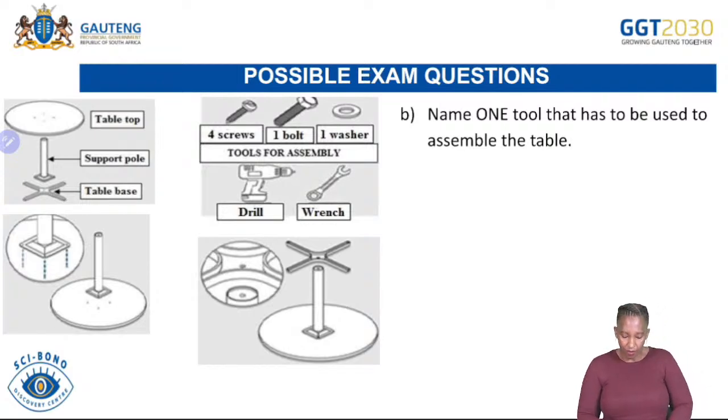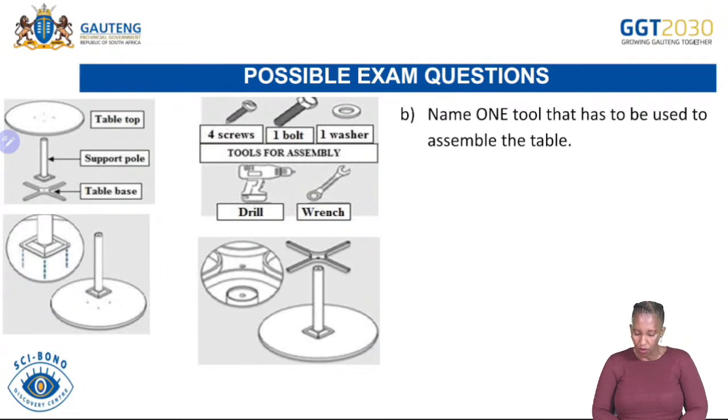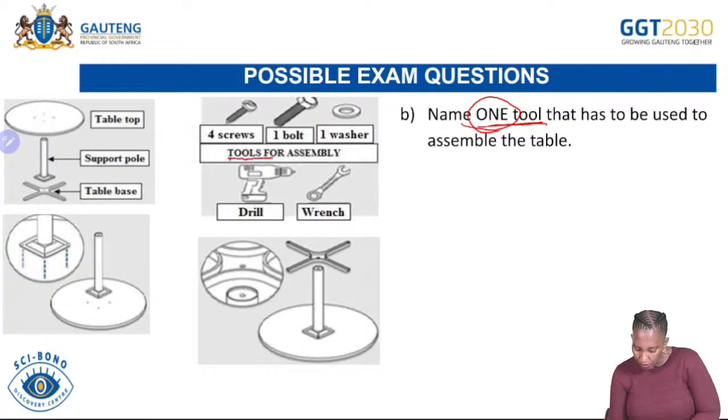One tool that must be used to assemble the table. So looking at this, it says name one. Not both tools, but just one. And you look into your diagram here. How many tools are we given? We say tools for assemble. Then we have a drill and a wrench. And then now we say, okay, fine, you can choose, because they say you must just name one. You don't name 2, but you just name one. You can say a drill, because it's a tool for assemble.